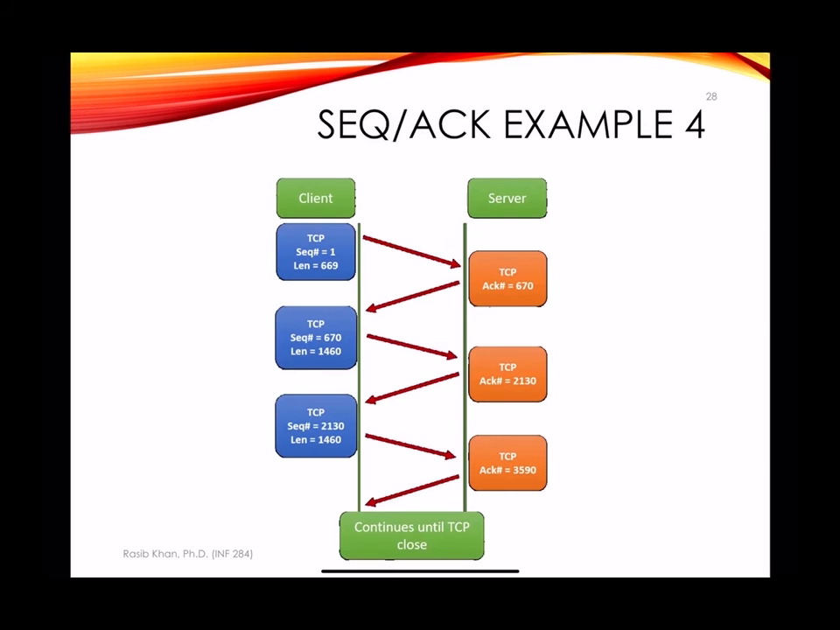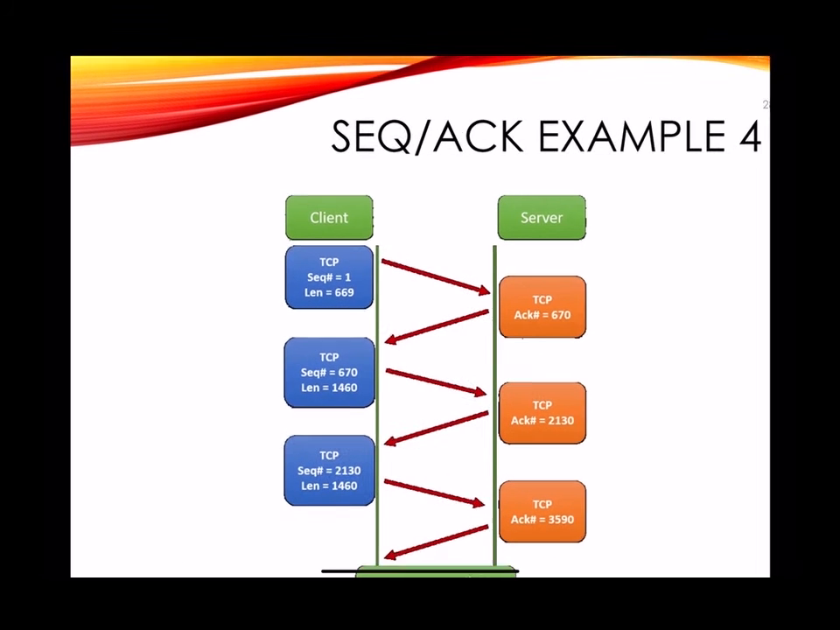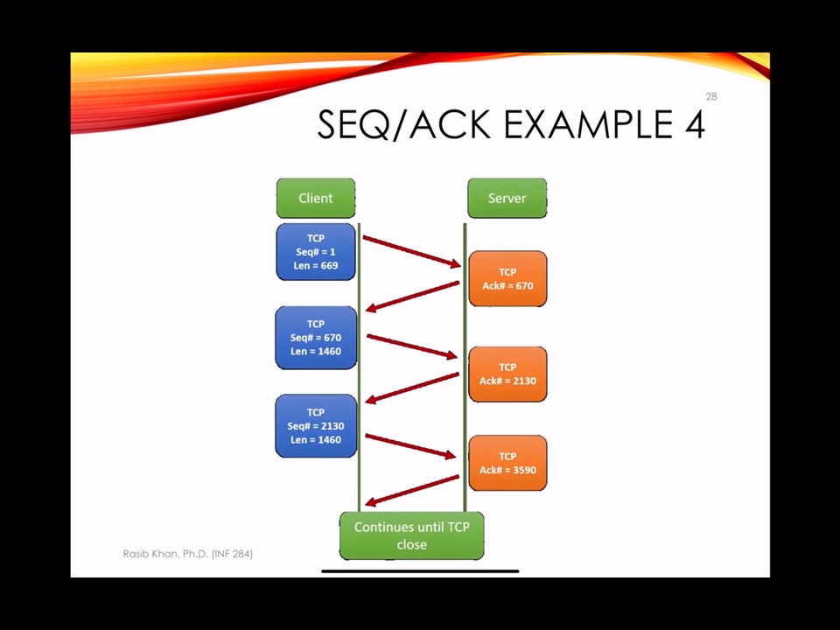So it may not always be the case that all of these segments are divided with equal sizes. So in this example, we say that a client and a server are two parties which are communicating, and the client is sending the segments with different sizes. So for example, the first segment starts with sequence number 1 and has a total of 669 bytes. So the server will receive this segment and will add 669 with the sequence number and send it over as the ACK.